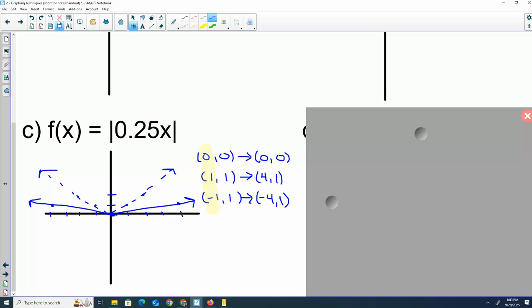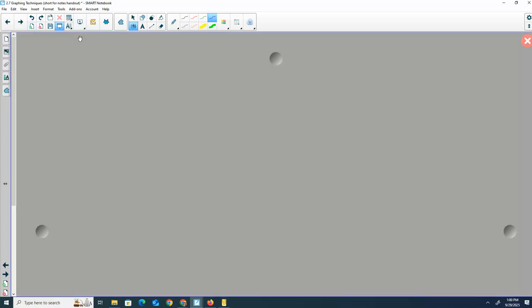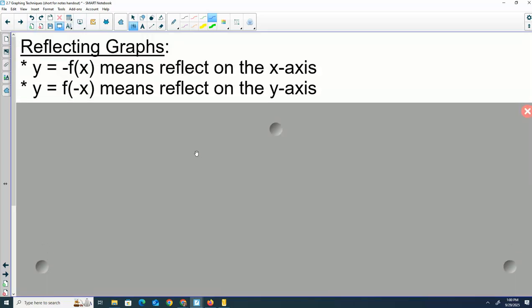Let's talk about this. The next thing that I want to discuss is reflecting. So our transformations, we can stretch and shrink. We can reflect if you have negatives. If there's a negative on the outside, outside is y. It's saying you take your y value and you change the sign. So that will flip it over the x-axis. Inside is x. So it's saying you take your x's and you change their sign, which will flip it over to y.